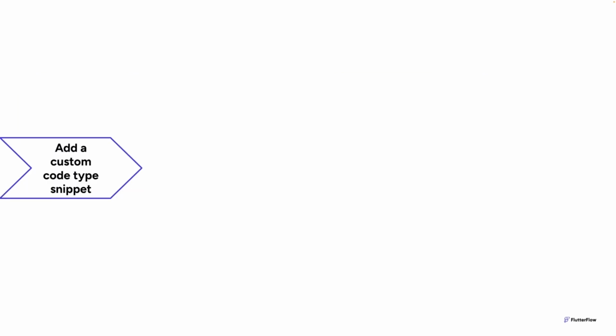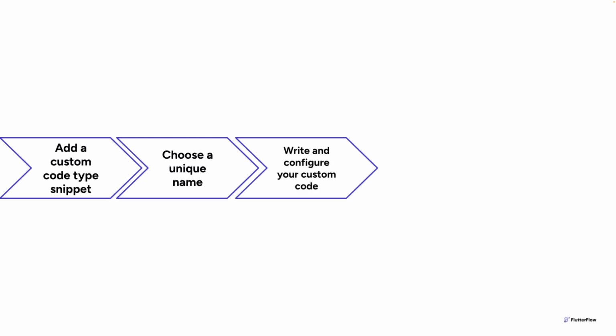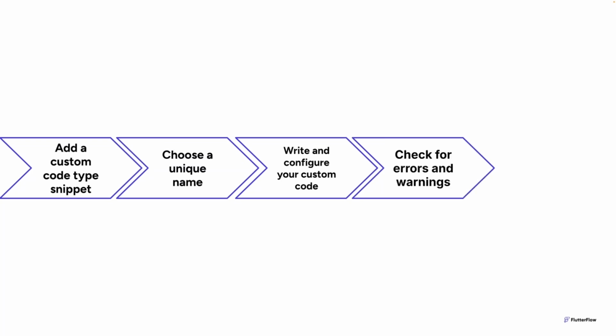Essentially, you follow a few steps to write custom code. First, you would need to add a custom code snippet. Then you choose a unique name for your type. Then you would write your code either by adding a package, writing it yourself, or using AI to generate code for you. Then you would check for errors and warnings and fix them. And finally, you need to save and compile the code successfully. All right, let's go a little bit deeper into each of these steps.